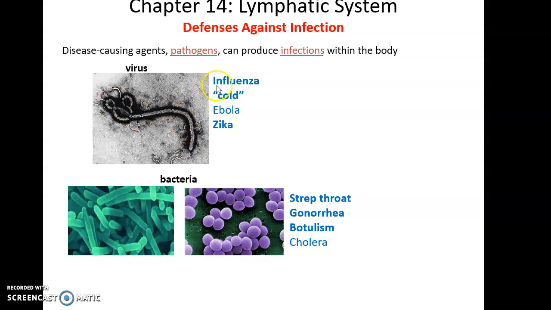They can cause such things as influenza, colds, Ebola, Zika, coronavirus. Then there are bacteria, bacterial pathogens. These are tiny cells, tinier than our own cells. They can cause things like strep throat, gonorrhea, botulism, cholera.